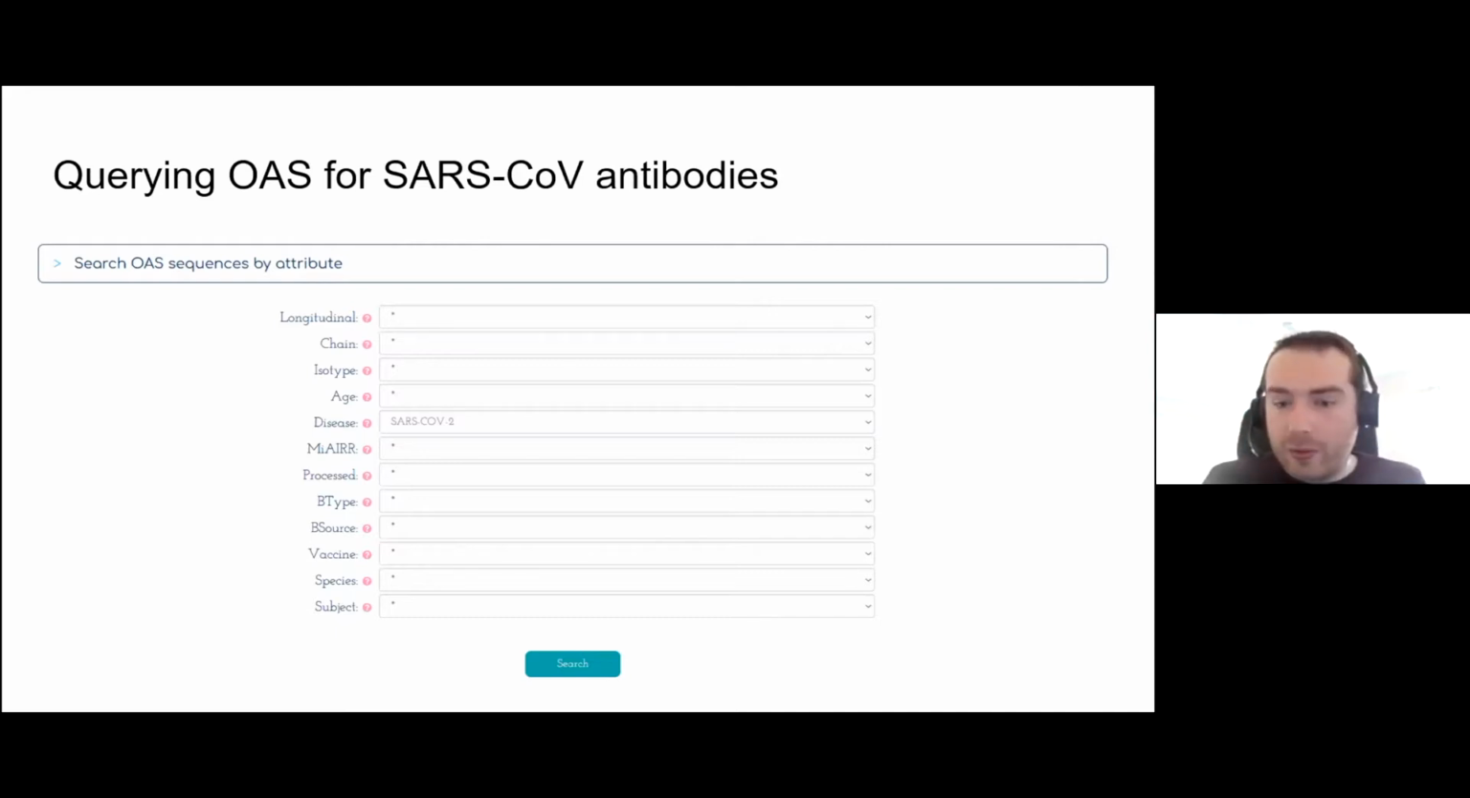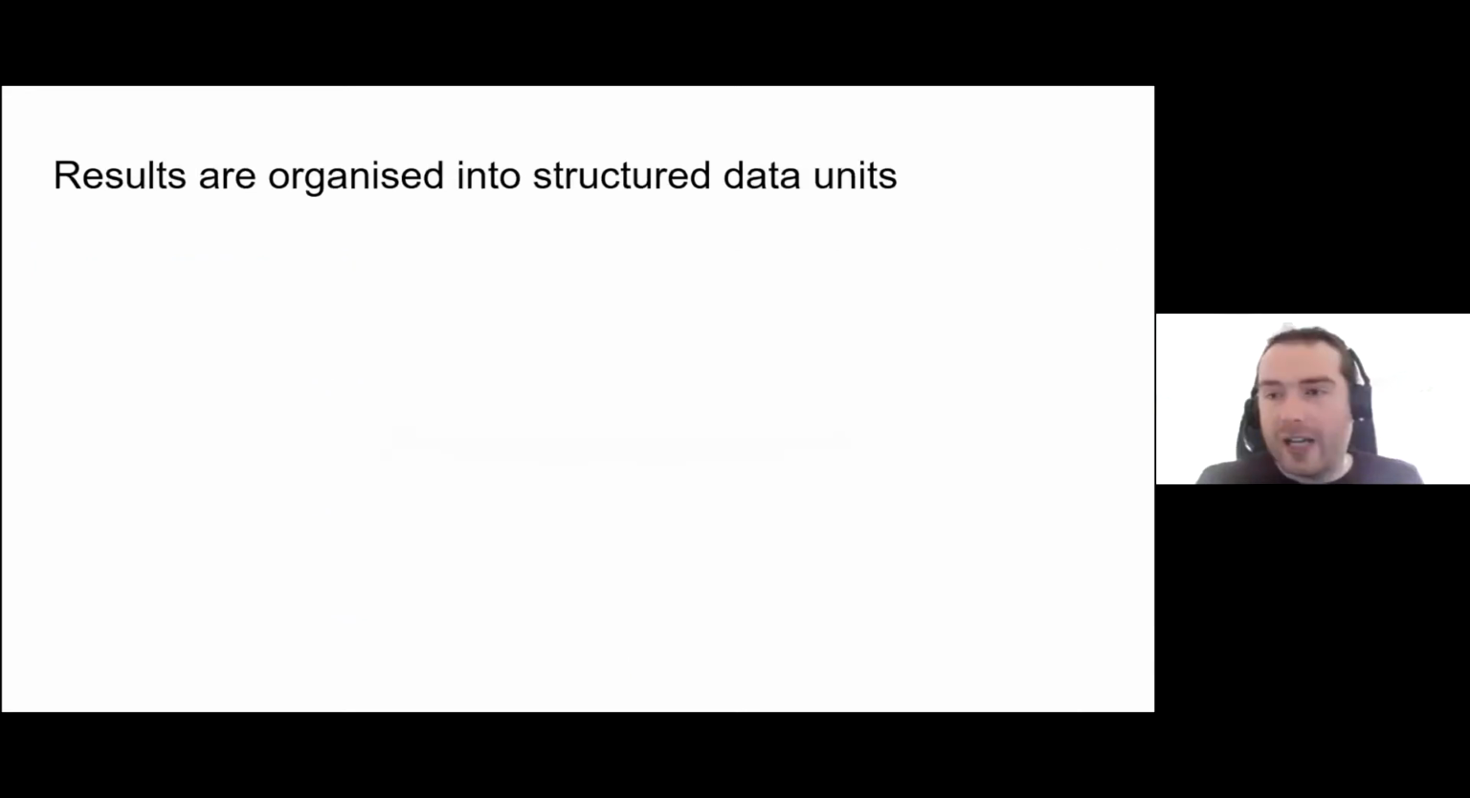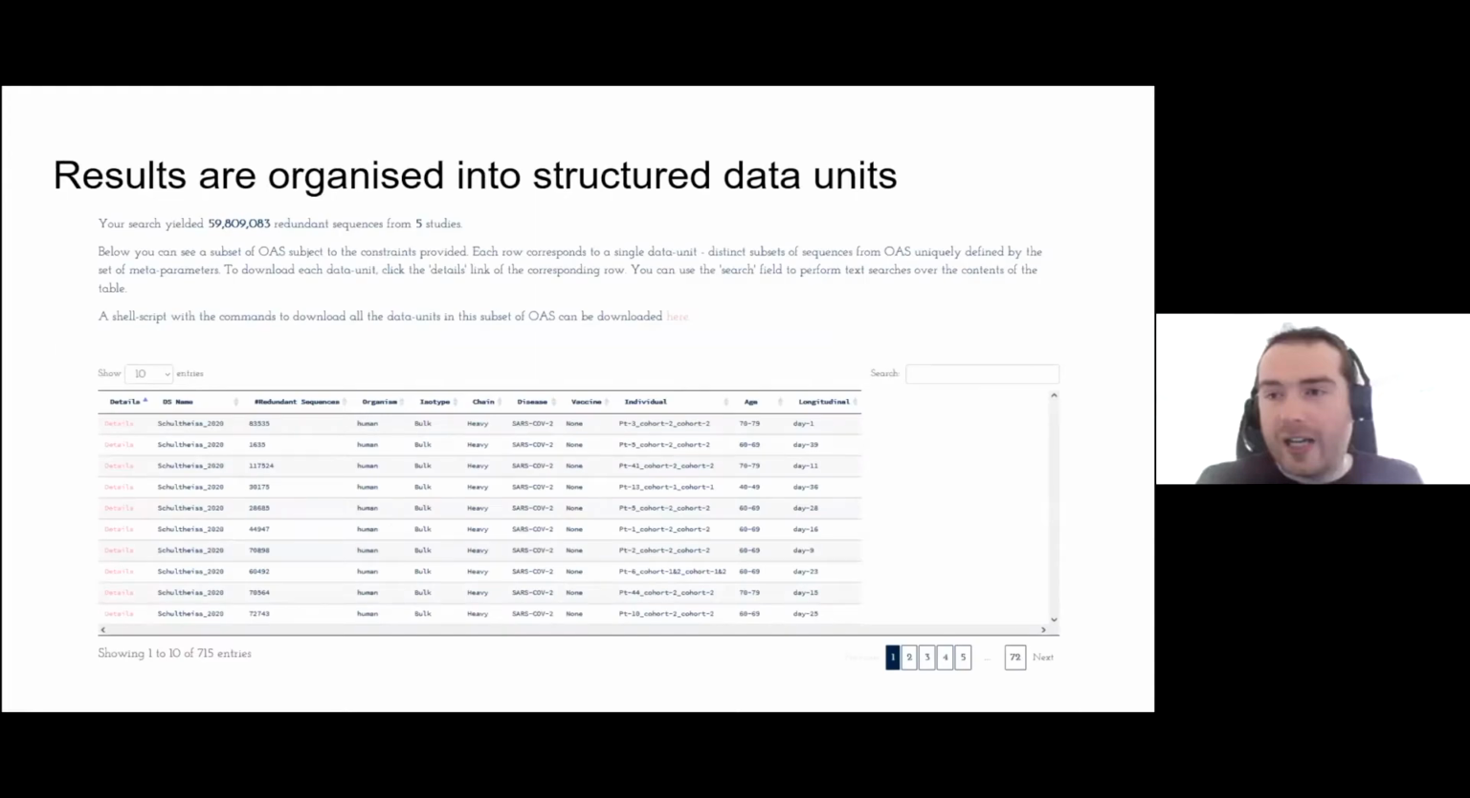But what I'm going to illustrate now is if we just search through only for data associated with SARS-CoV-2, what we'll map is a number of what are known as data units. And each of these data units is a collection of sequences that are uniquely identified by all of the metadata parameters defined individually. So in the results for SARS-CoV-2, what we can see here is for each of the data units, we record what study did it come from? So what publication is this in? We record the number of sequences present in the data.